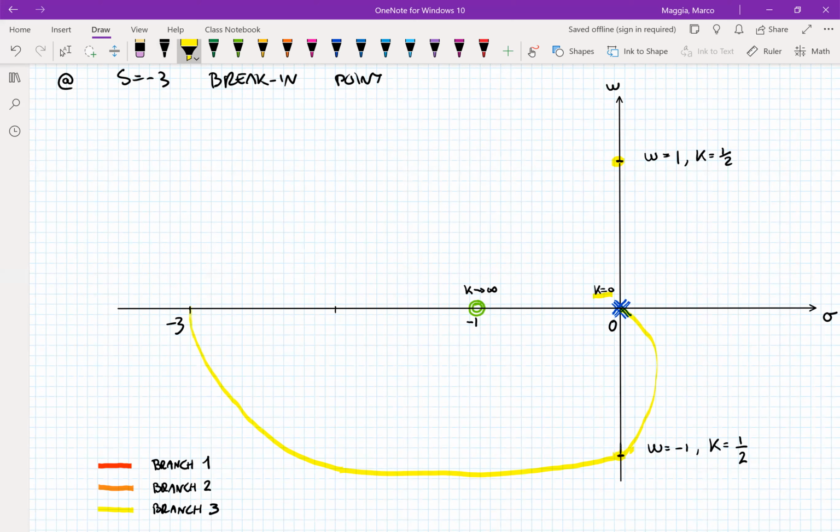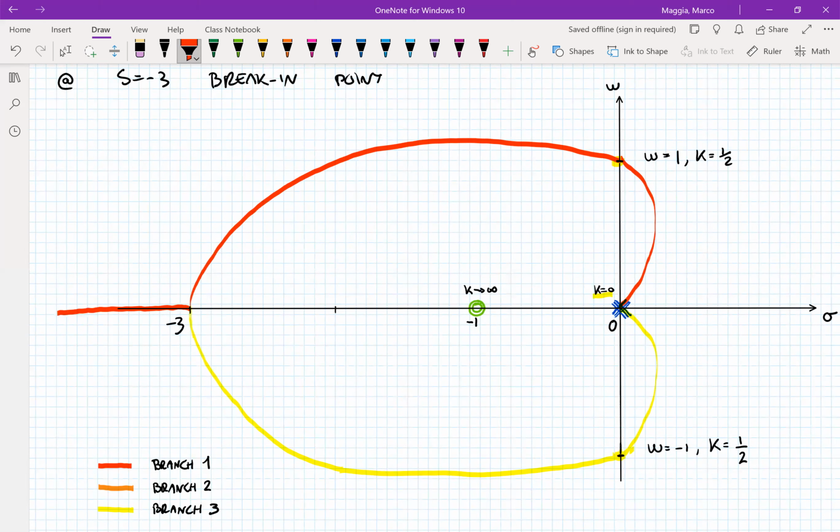And then, of course, since we need to have symmetry, the branch going up has to be symmetric. So it does the same and comes back to the real axis at minus 3. So one of the branches will then go to the left, and one will go to the right, looking for its friend, that is the open loop zero at minus 1. And finally, the third branch is entirely on the real axis, going straight from 0 to minus 1.